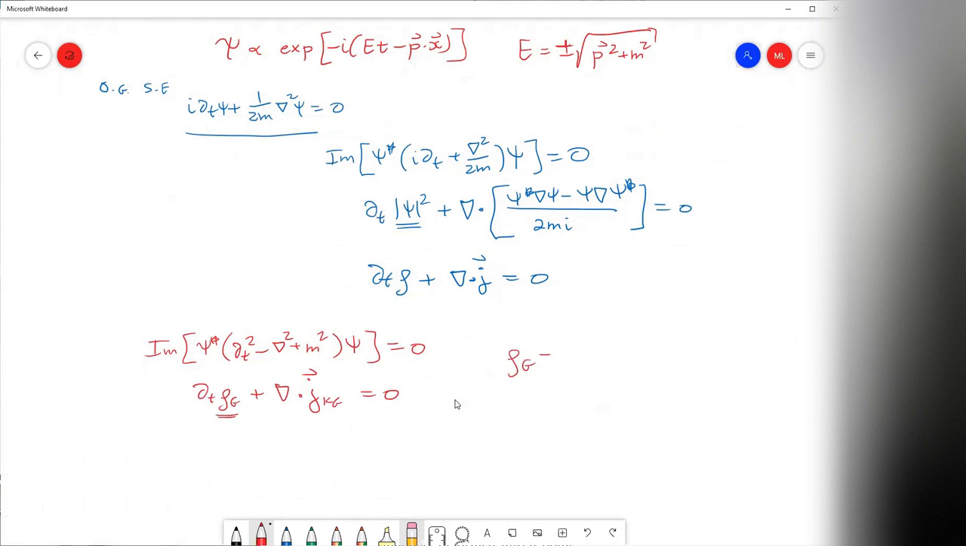What you'll find is the current looks the same, so that's good. It's still 1 over 2 mi psi star gradient psi minus psi gradient psi star, like that. It's the same as for our original Schrodinger equation, but the rho now is different. It's, I think, i over 2m.